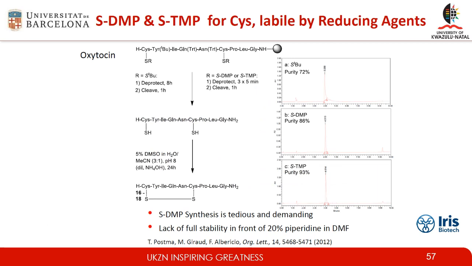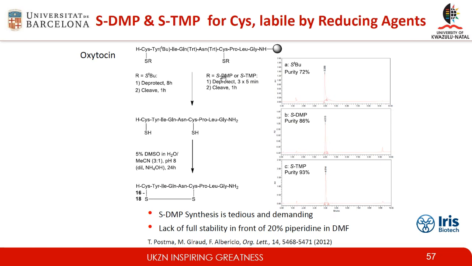And we have here some examples. For instance, the synthesis, I think, of oxytocin. We have the synthesis of oxytocin with tert-butyl. To remove the tert-butyl, we need 8 hours. To remove the SDMP, the dimethoxyphenyl or the trimethoxyphenyl, we need only 3 times 5 minutes. In all cases we have the free thiols, and then we perform the oxidation in solution with 5% DMSO, and you can see the final product. Maybe it's a little bit better with STMP or DMP, but this is not the big difference.